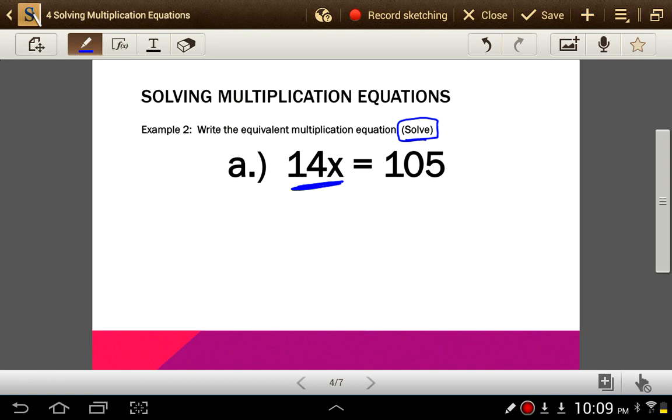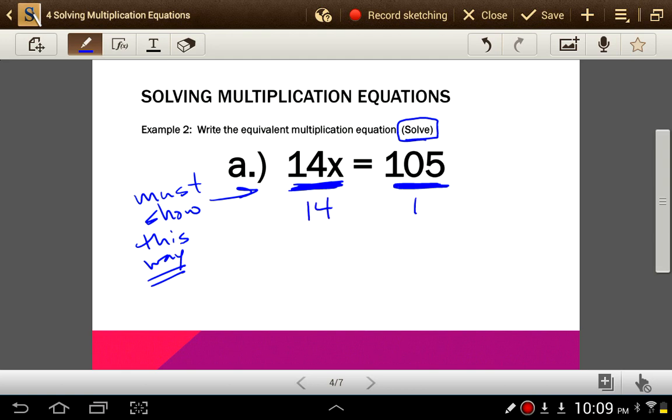Here's the key. You must show your division using fraction bars. Okay, I don't want to see it the other way. You must show it this way. You must use fraction bars. Okay, fraction bars mean division. So I'm going to divide both sides by the number with the variable, which is 14. Okay, 14 divided by 14 is 1, so you're just left with x equals 105 divided by 14 is 7.5.